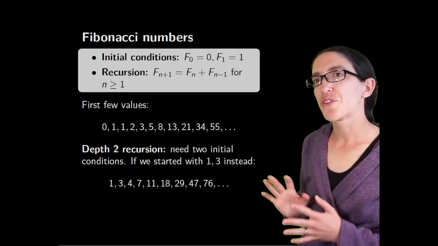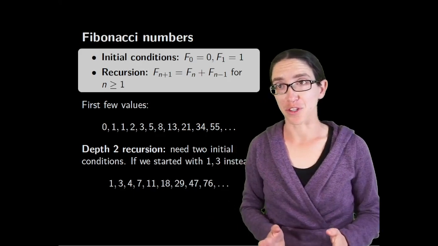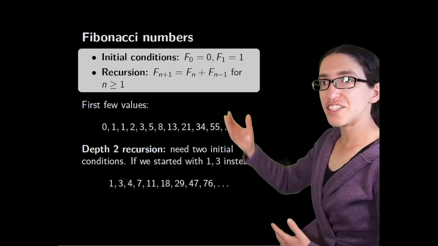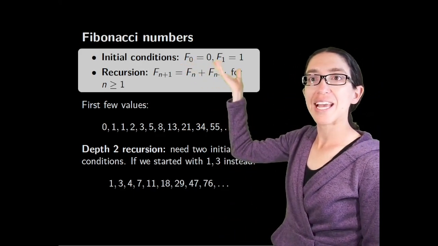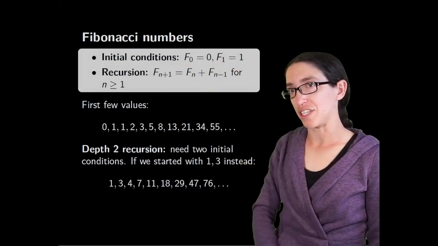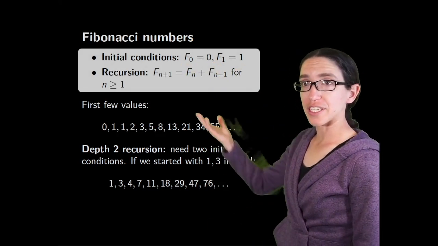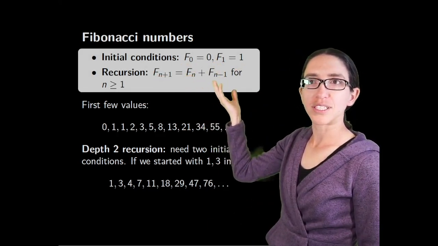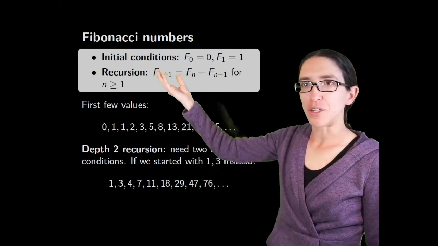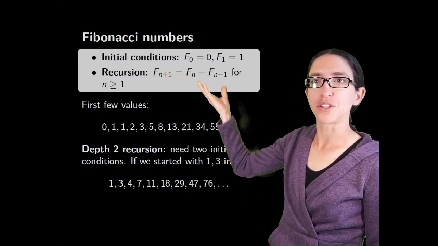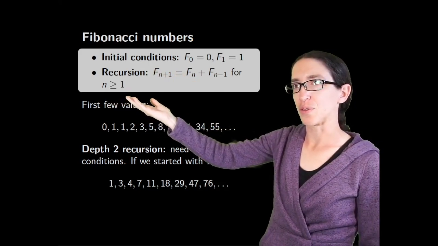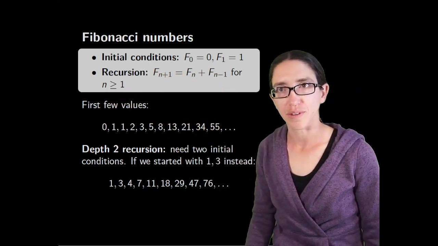Let's look at a depth 2 recursion, and this is a very famous recursion called the Fibonacci numbers. The initial conditions are f_0 equals 0 and f_1 equals 1. We need 2 initial conditions to get off the ground. And the recursion is f_{n+1} equals f_n plus f_{n-1}. So each number is the sum of the previous 2 numbers, and notice I had to put n greater than or equal to 1 just so that n minus 1 is always defined here.